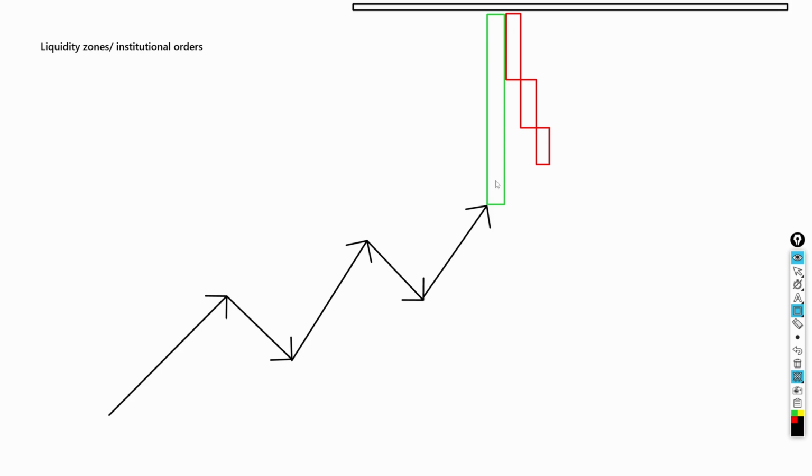Second one is profit booking. Traders who entered earlier want to book their profit, and when they start booking profit, the selling pressure increases, which makes the price fall again.